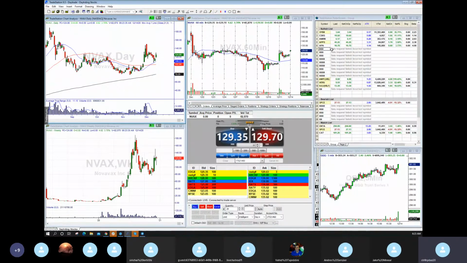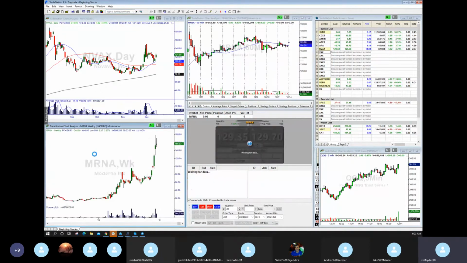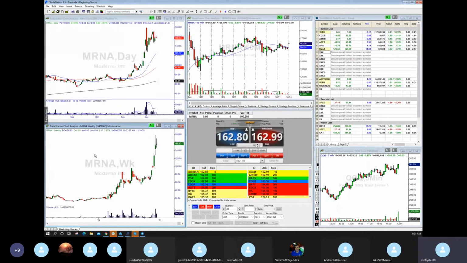NVAX could have a day. I'm gonna add that. This is just the daily chart play. Look at this long base here. If it takes out 130.50, it is in play. So NVAX makes the chart space for sure. Myrna, I saw Friday was popping. Today gapping up a little bit. Nothing here on Myrna.